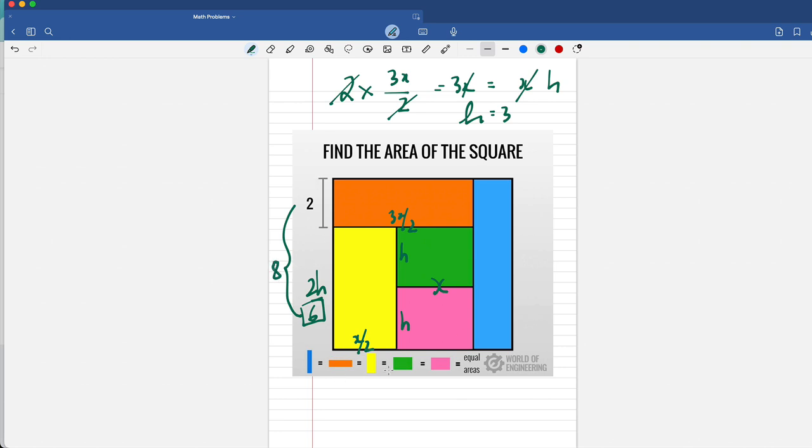And isn't the height the same as the side of the square? Absolutely yes. Which means the area of the square is 8 times 8, which is 64. This is how you would want to solve this problem.